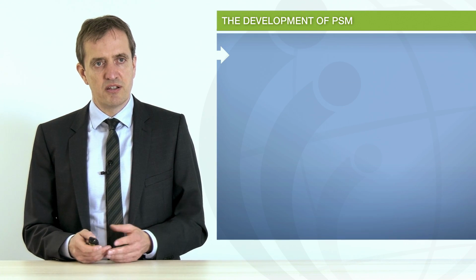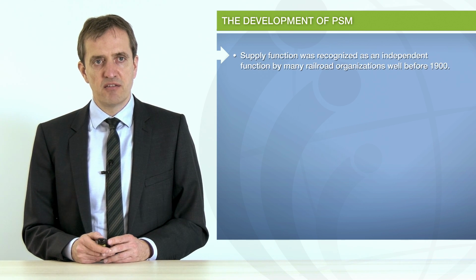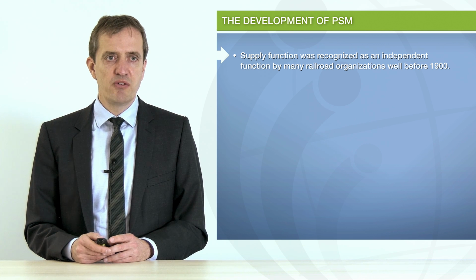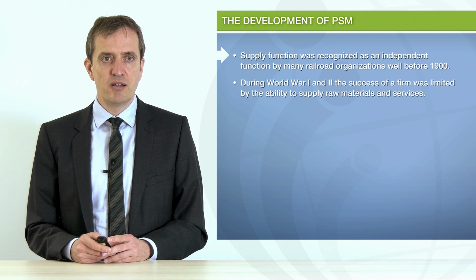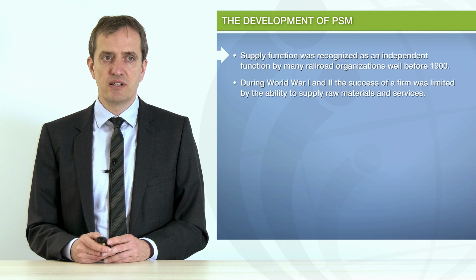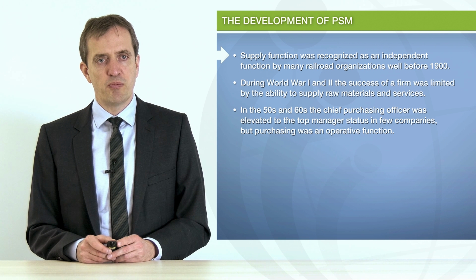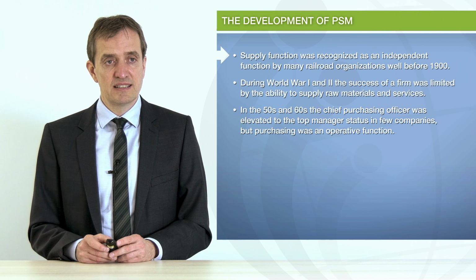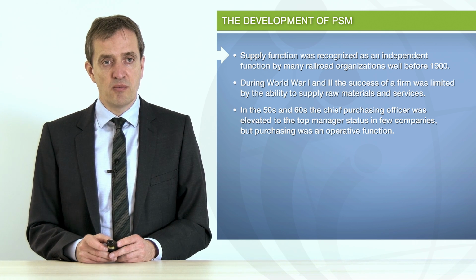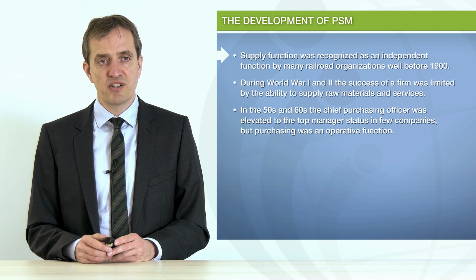Let me briefly talk also about the development of PSM in such a definition over the last decades. The supply function was recognized as an independent function by many railroad organizations well before 1900 already. During World War I and II, the success of a firm was limited by the ability to supply raw materials and services. In the 50s and 60s, the chief purchasing officer was elevated to the top manager status, but just in less companies. In most of the companies in these days, purchasing was still a more operative function interpreted by the internal customers as just order fulfillers for their needs.